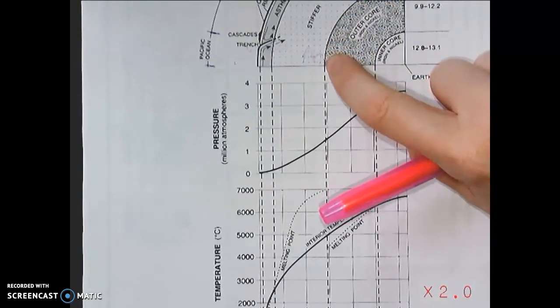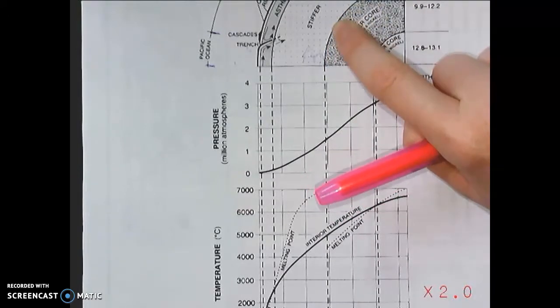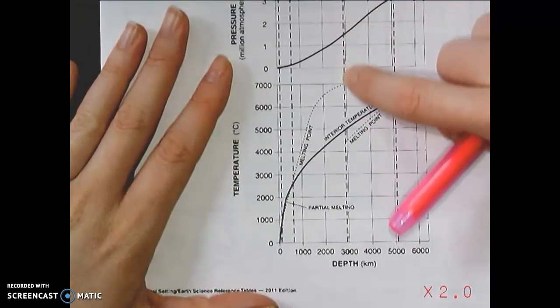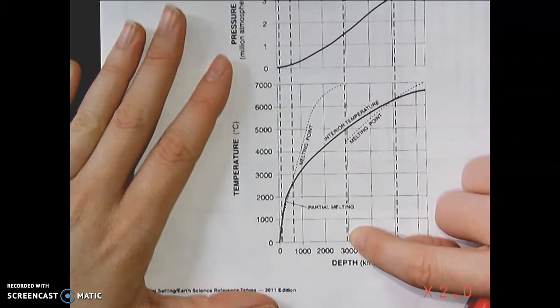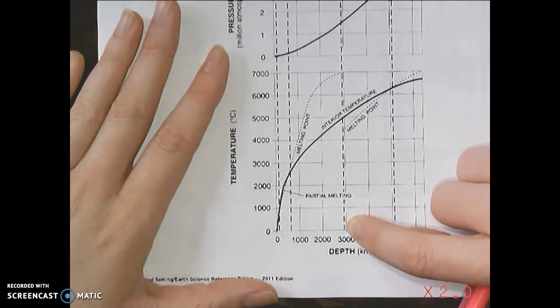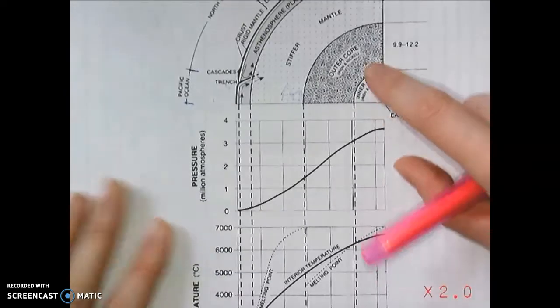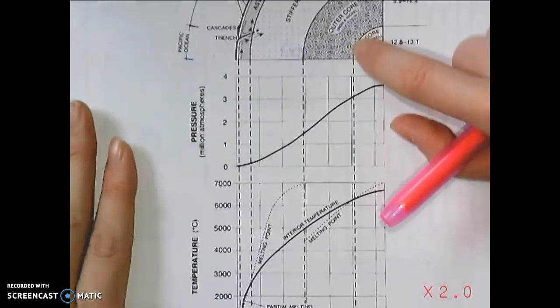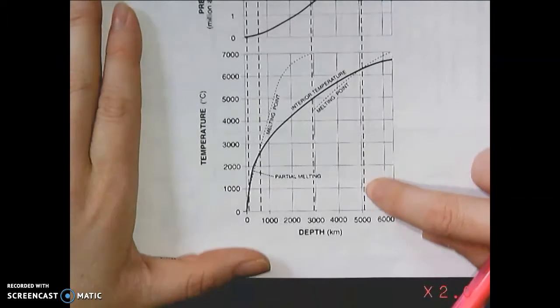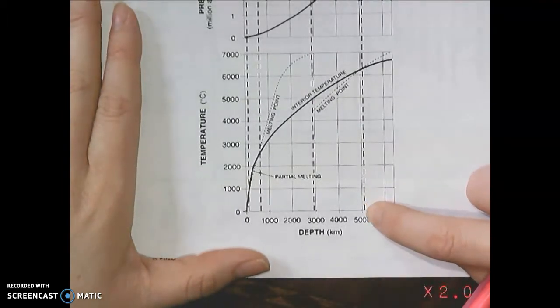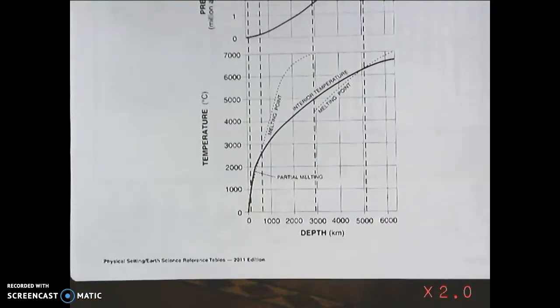Then the boundary between the stiffer mantle and the outer core, if we follow that down, it's right about 3,000, maybe a little less. So maybe you'd say 2,900 or something like that. And then the boundary between the outer core and the inner core, we follow it all the way down, and the inner core begins a little after 5,000 kilometers.